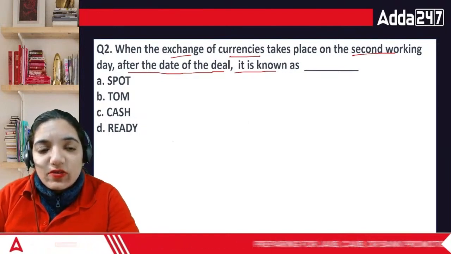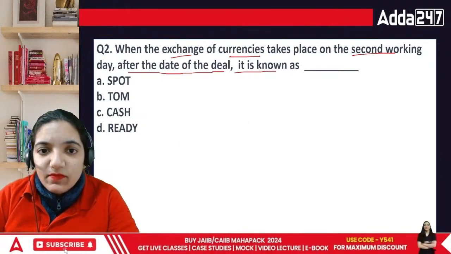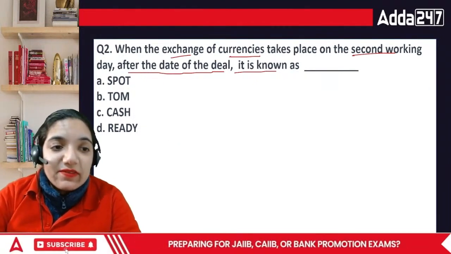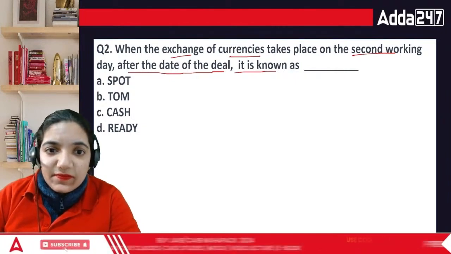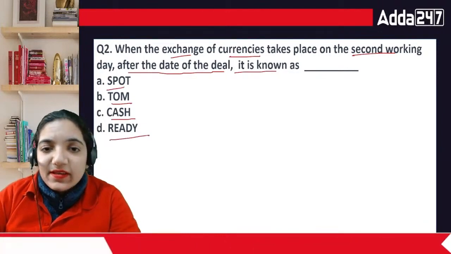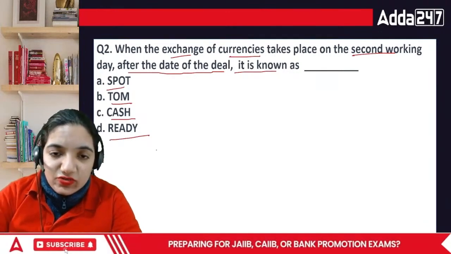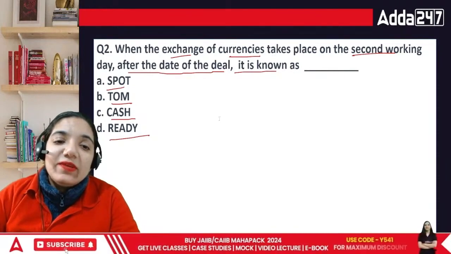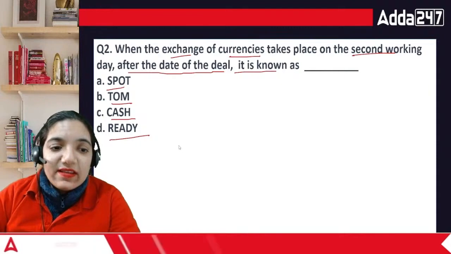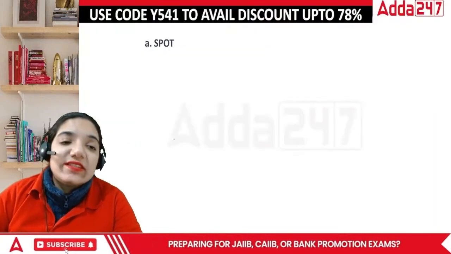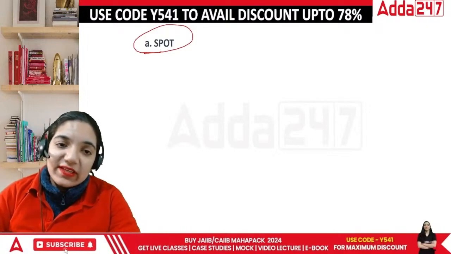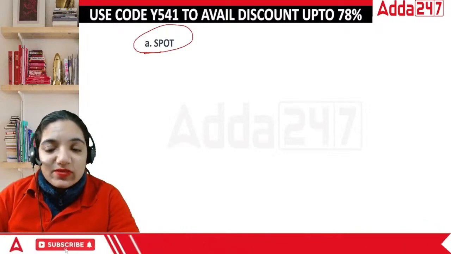When you are finishing it off in maximum 2 working days, then what is it? We've talked about this earlier even. Spot, Tom, cash, ready. See, the transactions which are related to the current situation, but it can be delivered in maximum 2 working days, then the answer is T plus 2 is spot. Okay? The delivery can be made within the next 2 working days. That is why it is called T plus 2.